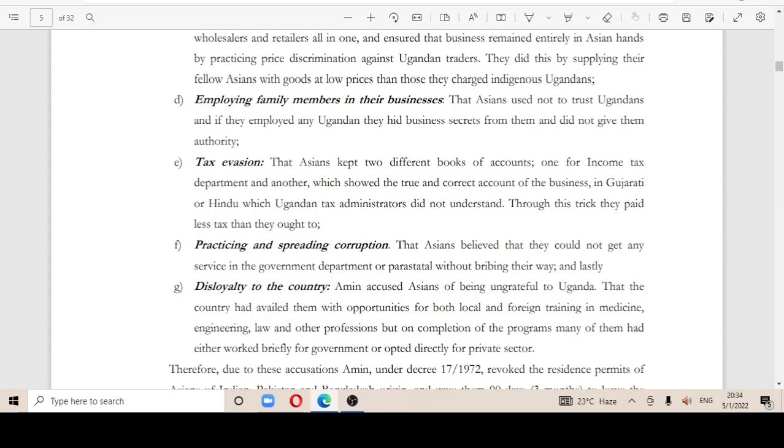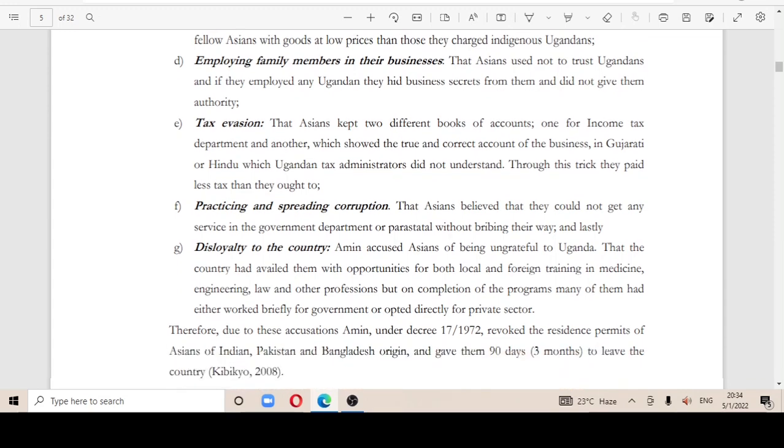So we are having practicing and spreading corruption. Asians believed that they could not get any service in the government department without bribing. So he accuses them of practicing and spreading corruption.